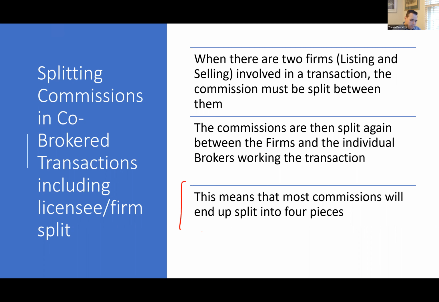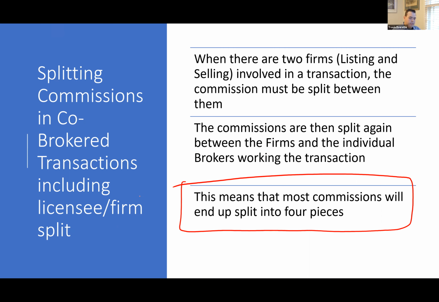that means that most commissions will be split up into 4 pieces. And so far, we've only seen them split into 2 pieces. And the reason they're going to get split into 4 pieces, look at the statement above it. It says the commissions are split again between the office firm, broker in charge, however you want to say that, and the individual agents working on the transaction.